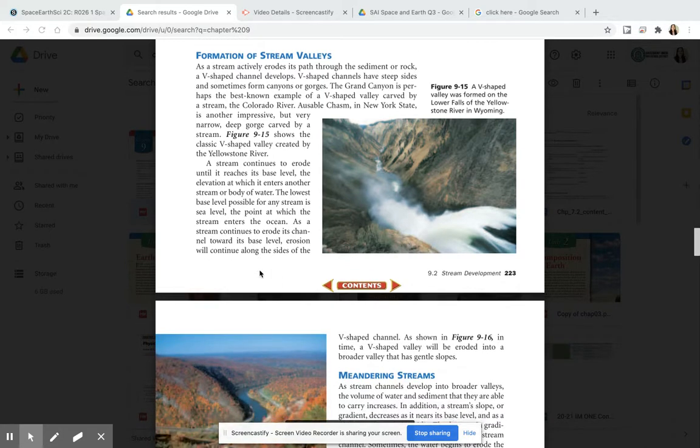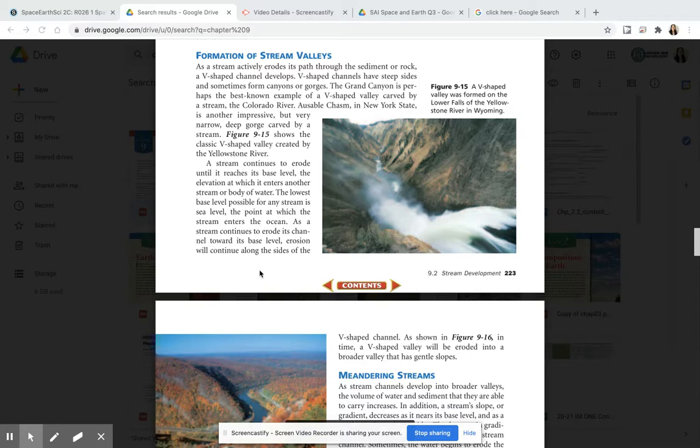Formation of stream valleys. As a stream actively erodes its path through the sediment or rock, a V-shaped channel develops. V-shaped channels have steep sides and sometimes form canyons or gorges. The Grand Canyon is perhaps the best known example of a V-shaped valley carved by a stream. The Watkins Glen Gorge in New York State is another impressive but very narrow, deep gorge carved by a stream. Figure 9.15 shows the classic V-shaped valley created by the Yellowstone River.